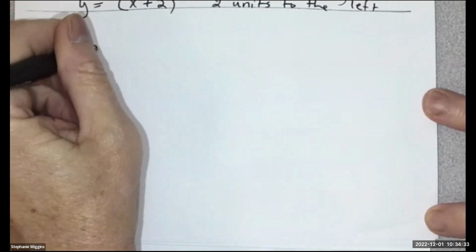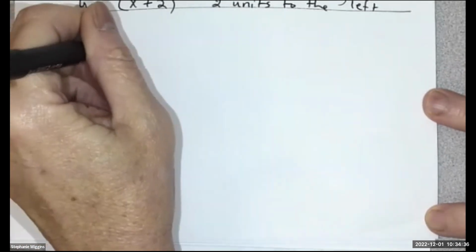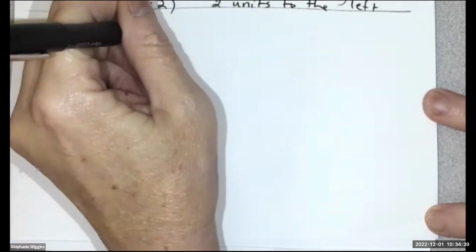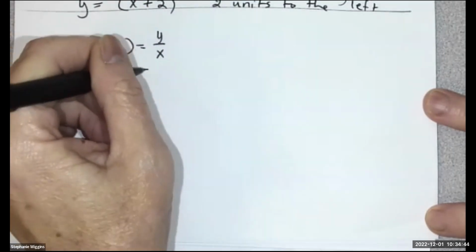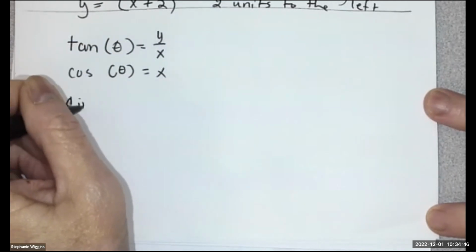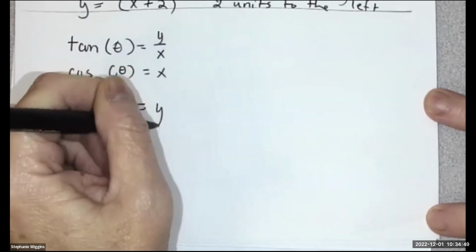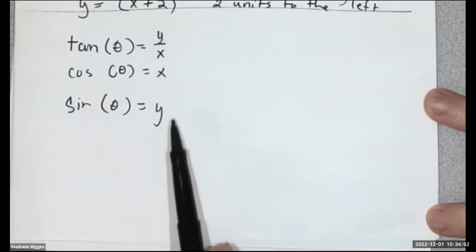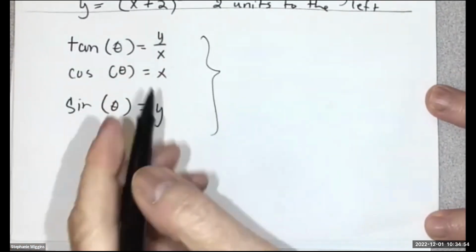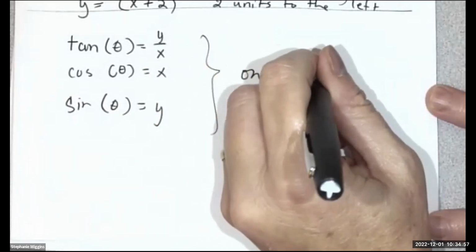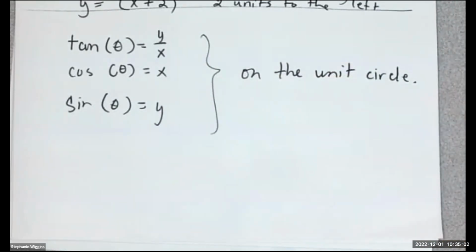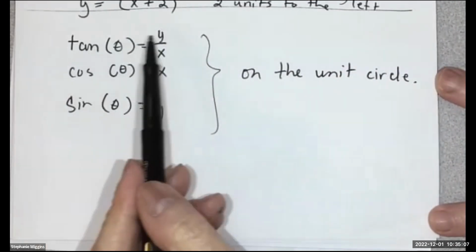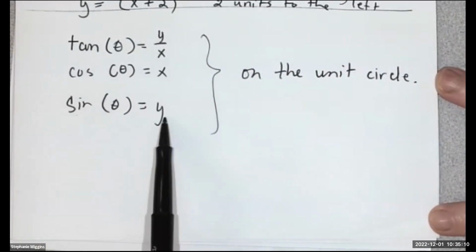So tangent of theta equals y over x. Cosine theta equals x. Sine theta equals y. These are very handy formulas, but remember, these are all true on the unit circle. So look in your problem. It may give you a point and they will say this point is on the unit circle. If that is the case, then you just use these formulas. Tangent is y over x, cosine is x, sine is y.